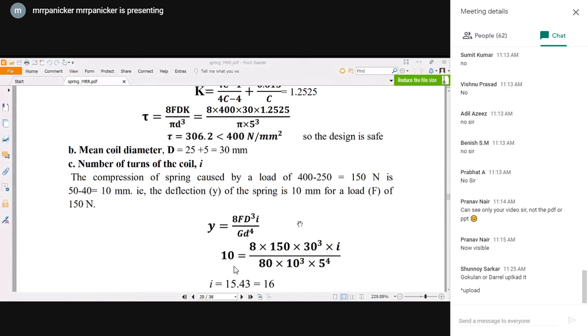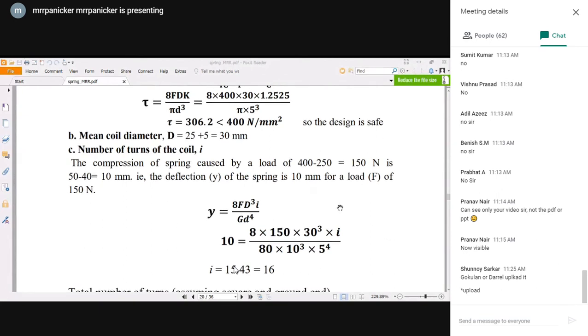Number of turns. So what is the I? So there are two forces, maximum and F1 and F2. So the difference is 150, and the two lengths, that difference is 10. So for a deflection of 10 mm, the load will be 150.